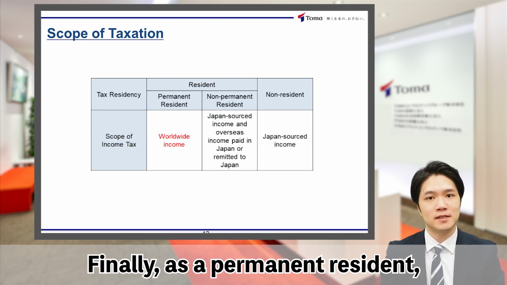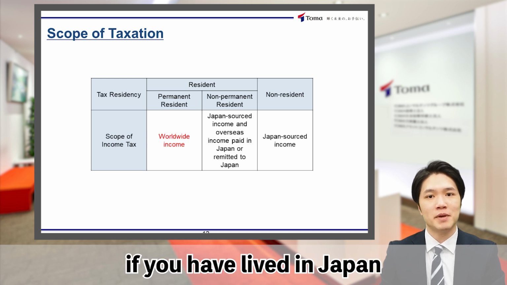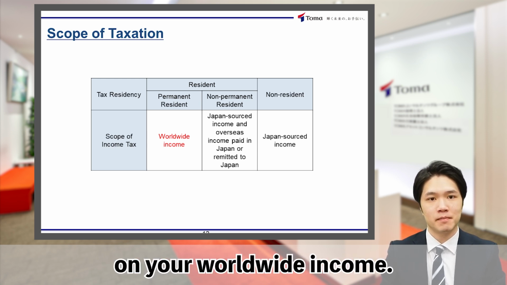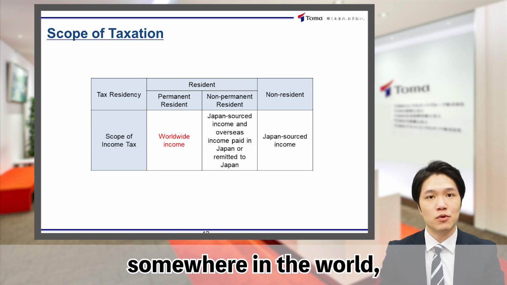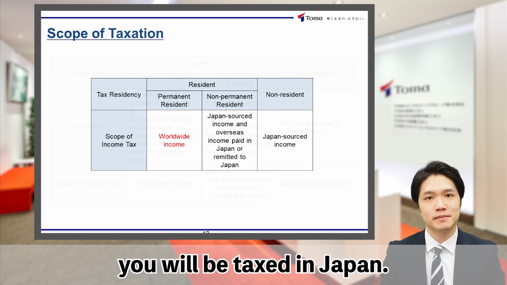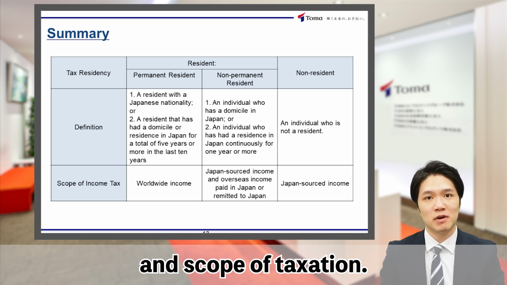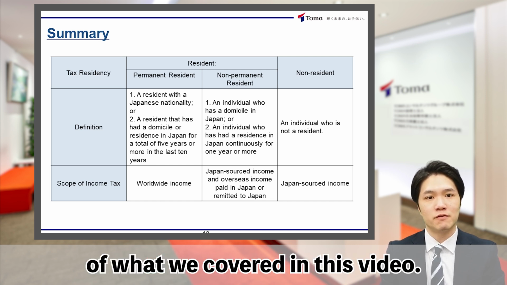Finally, as a permanent resident, in other words, if you have lived in Japan for 5 years or more, you are taxed in Japan on your worldwide income. Essentially, if you are earning money somewhere in the world, you will be taxed in Japan. That concludes our introduction of Japanese tax residency and scope of taxation. Here is a summary of what we covered in this video.